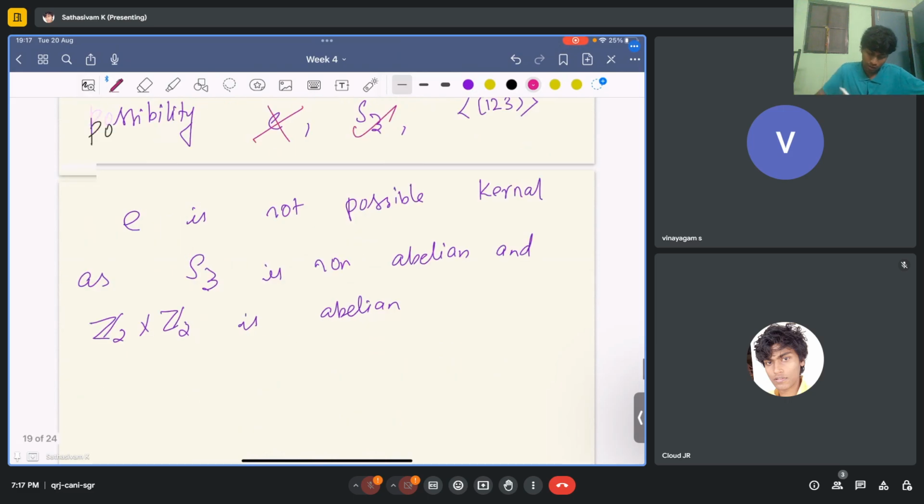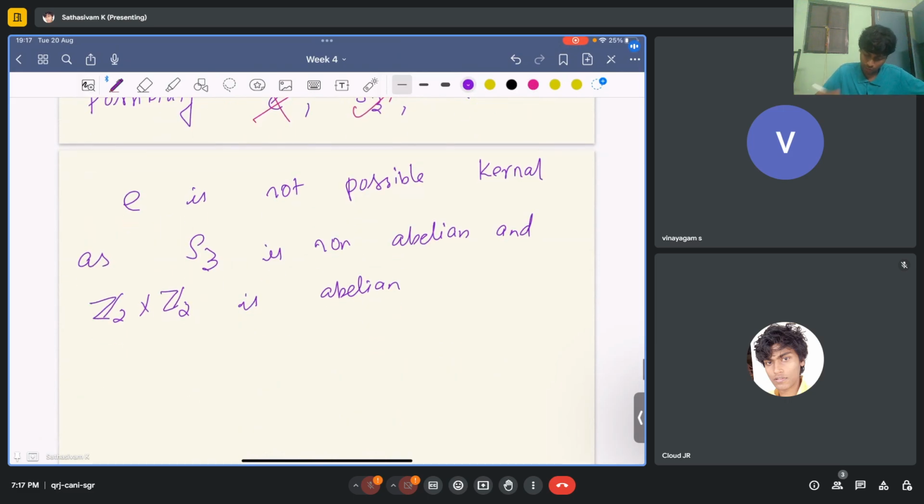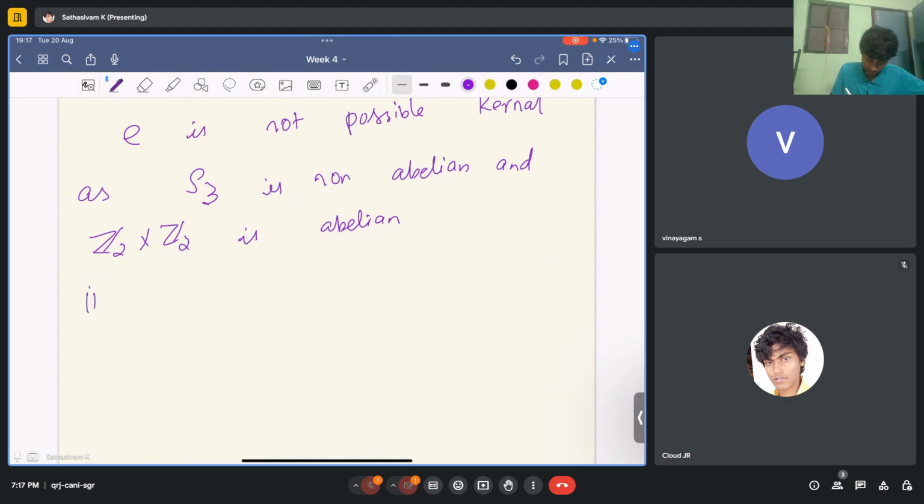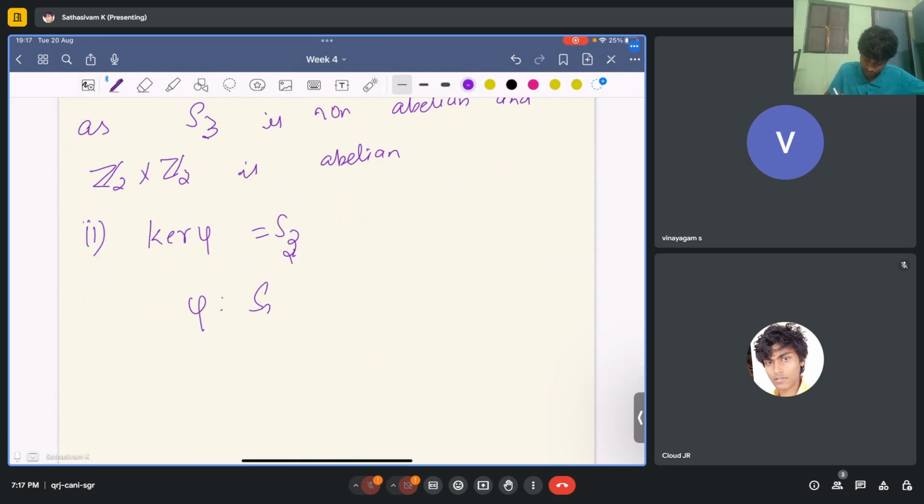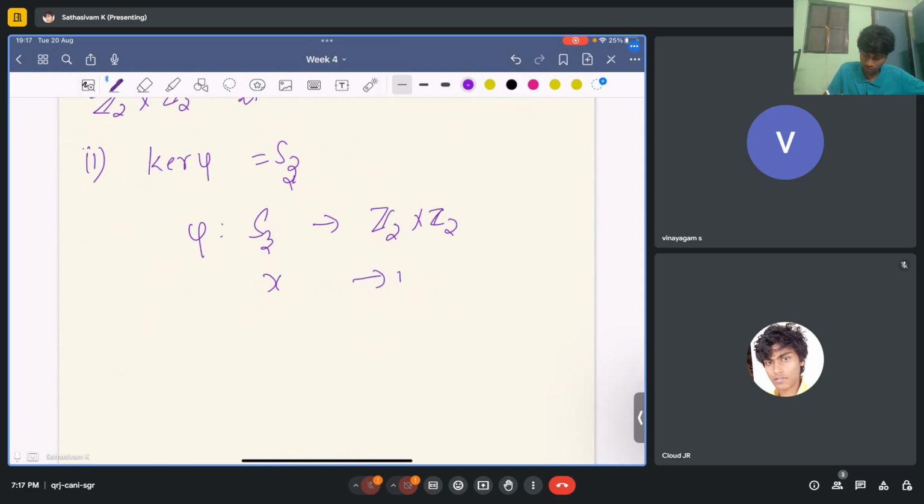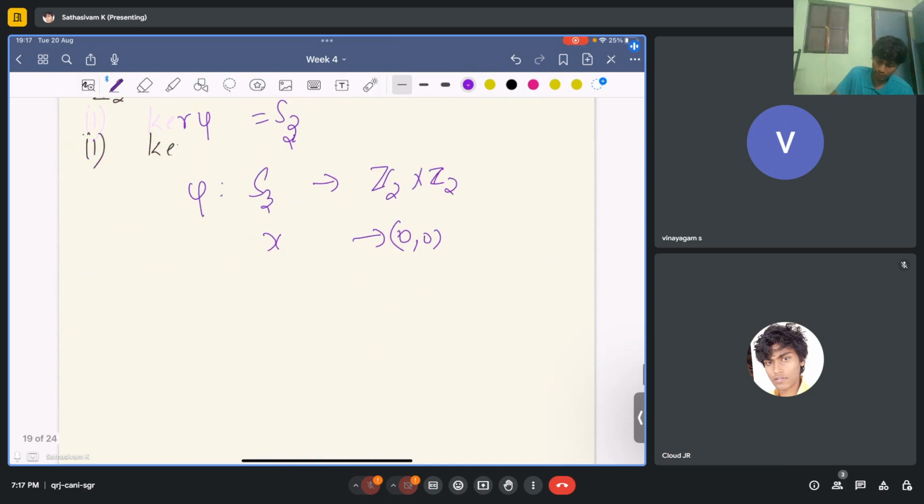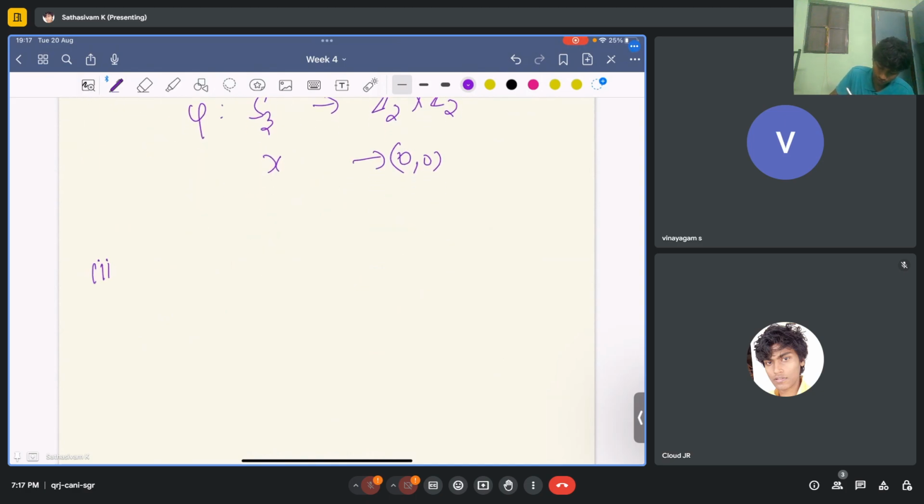This one is possible, and of course there's only one map. The second one is the kernel of phi equal to S3, and the map is a trivial map: x goes to (0, 0). So far there is no problem. The third one is the little bit hard part. Here the kernel of phi is this subgroup, (1 2 3).